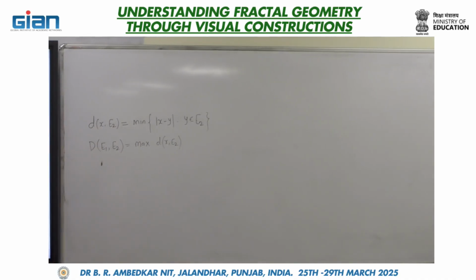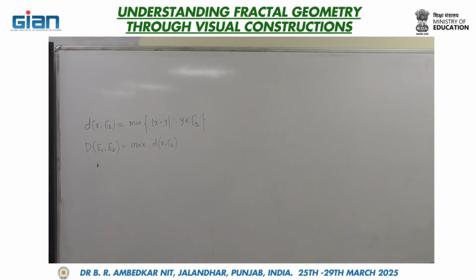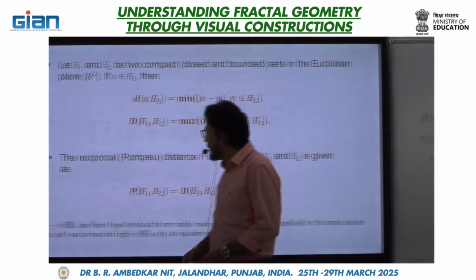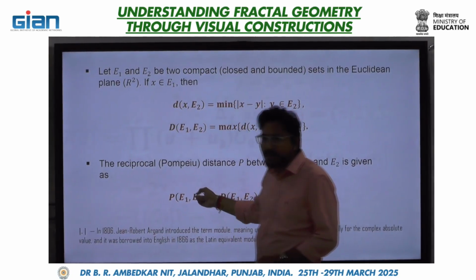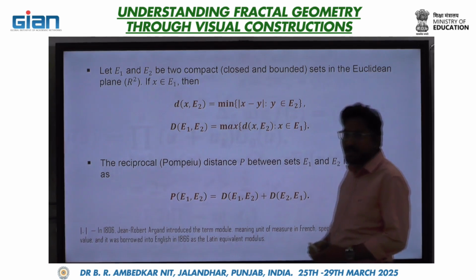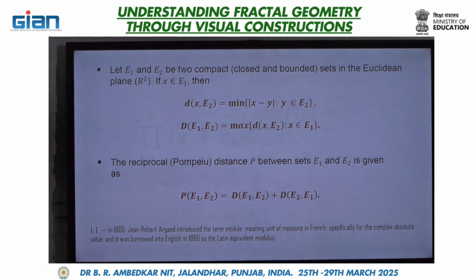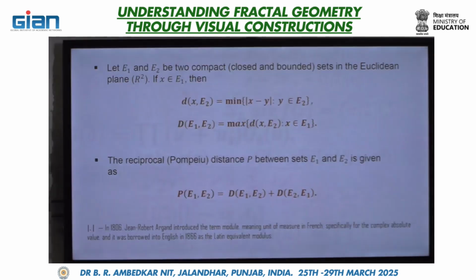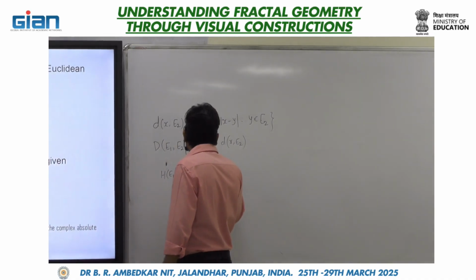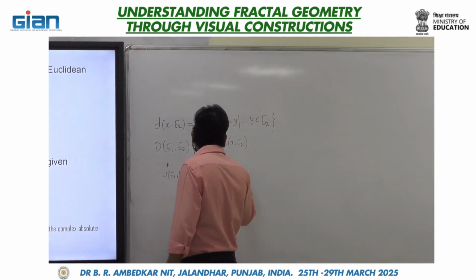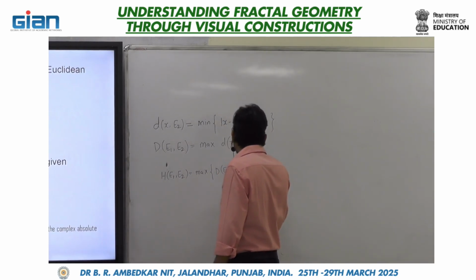That's why we write maximum then minimum of modulus of x minus y such that y belongs to E2. Then the reciprocal or Pompeo distance P, this Pompeo has defined this distance. Like in the Hausdorff metric, you know what the Hausdorff metric is. Suppose h of E1 comma E2 will be the maximum of D of E1 comma E2 and D of E2 comma E1.